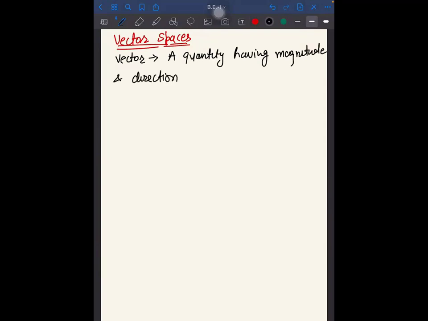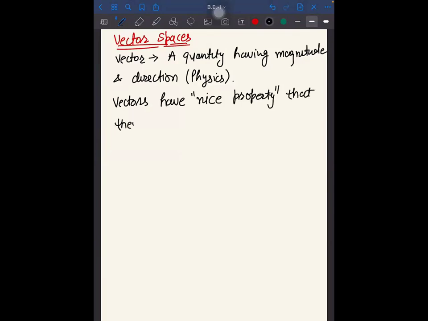Yes, fine. This is something which we do in physics, right? But there are other characteristics of vectors. For instance, vectors have a nice property. And what is that nice property? That they preserve addition and scalar multiplication. What does that mean?